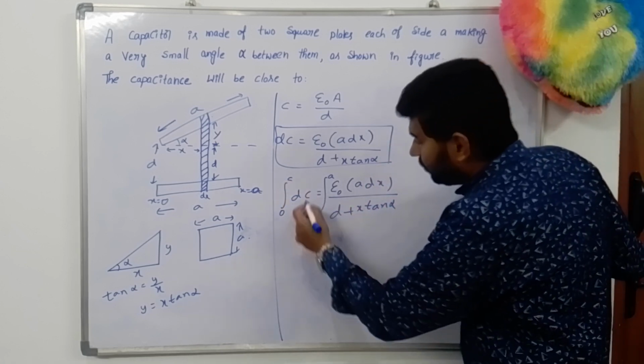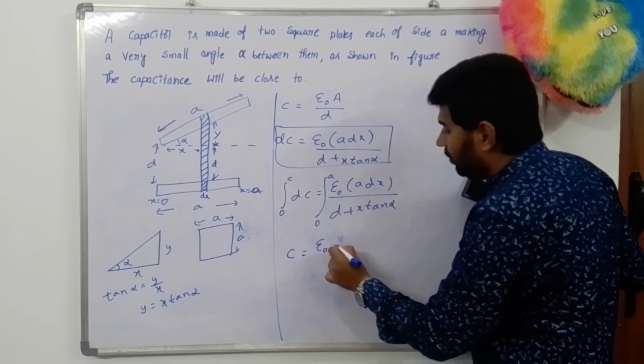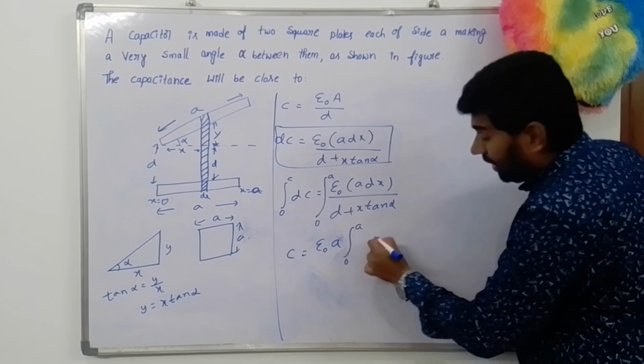Now if you integrate this one, it will become C. And from here, epsilon naught is a constant value and A is a constant. Remaining is the integral 0 to A. What are the remaining terms here?